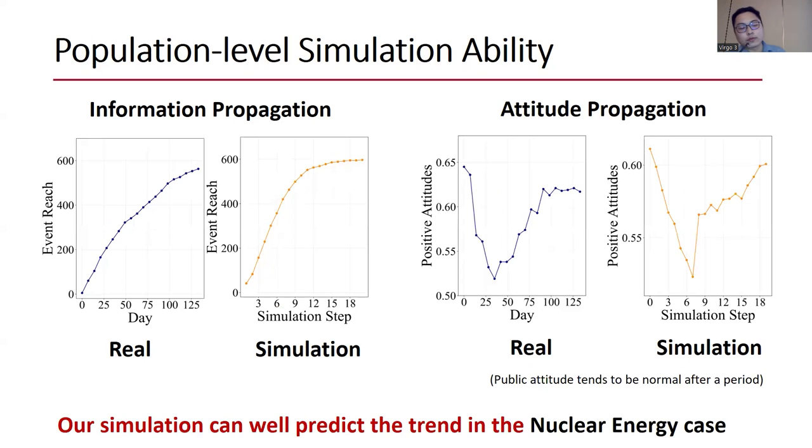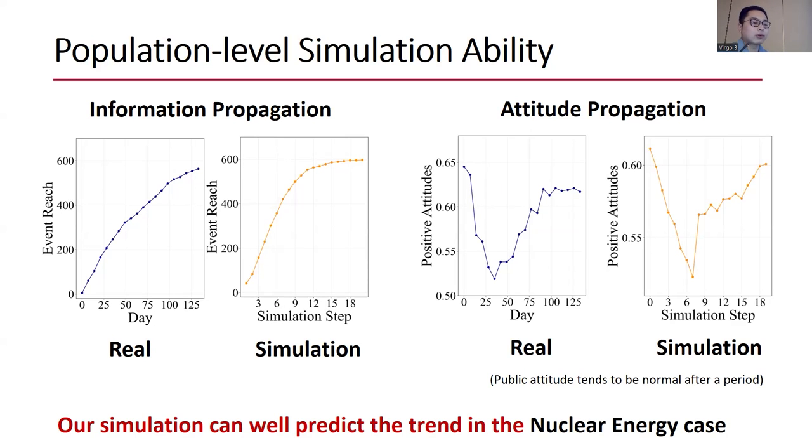And for the other case of nuclear energy, we also observed the information propagation trend. So we have a similar trend, and also we observe the attitude propagation. We can see the public attitude tends to be normal after the period. But when the news first comes to the users, users may have a shock on their emotions. So they show a change. But after a long period, the public attitude tends to be normal. So this is another case to show that our simulation can well predict a trend.